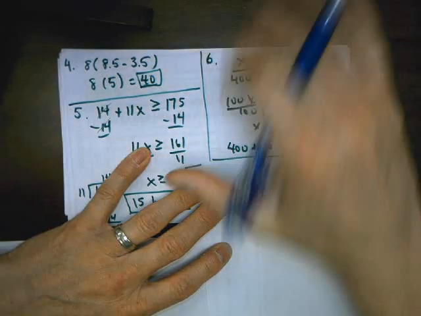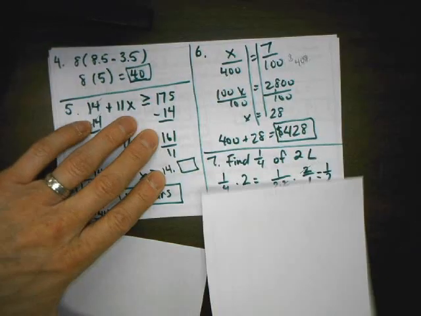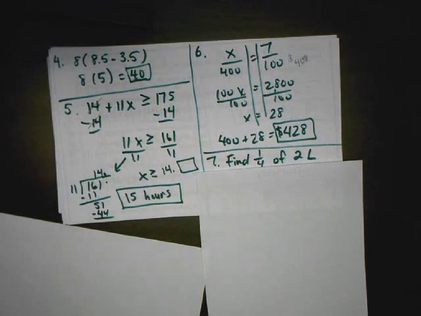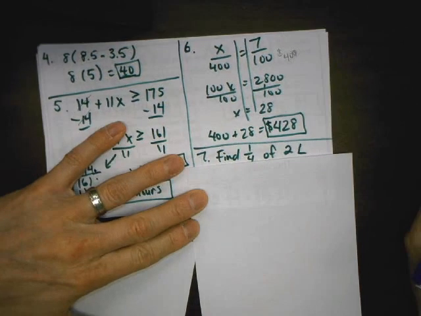So for number 7, it says Caleb poured 1/4 of the water, so 1/4 of. Remember, 1/4 of means 1/4 times, right? So 1/4 of her water, she had 2 liters. How much is left? So we got to find 1/4 of 2 liters. 1/4 of 2 liters means 1/4 times 2 liters.